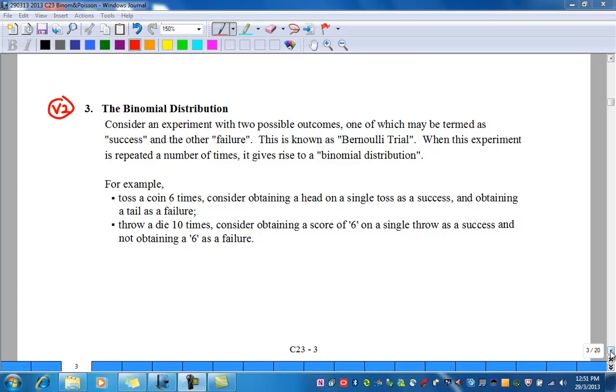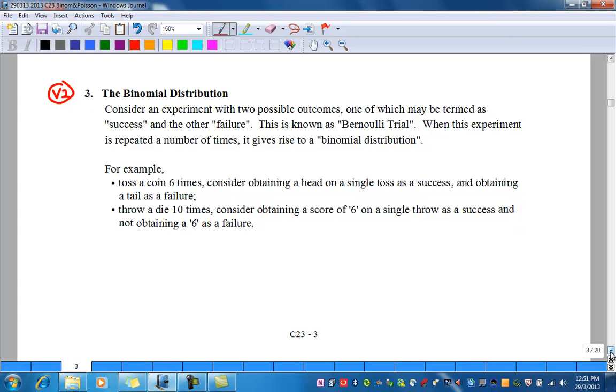3. The binomial distribution. Consider an experiment with two possible outcomes, one of which may be termed a success and the other a failure. This is known as a Bernoulli trial. When this experiment is repeated a number of times, it gives rise to a binomial distribution.